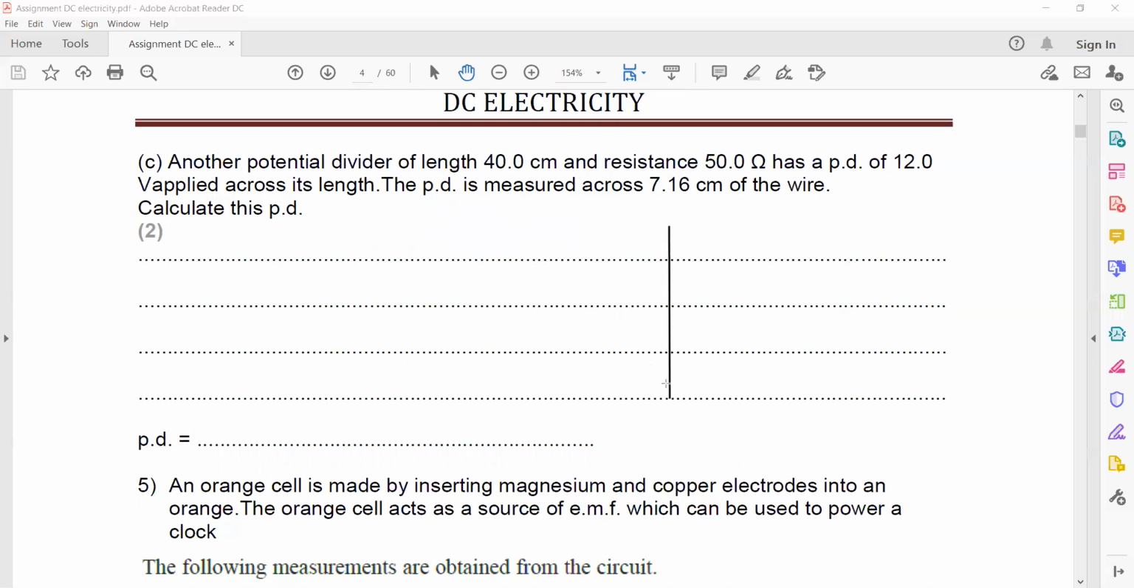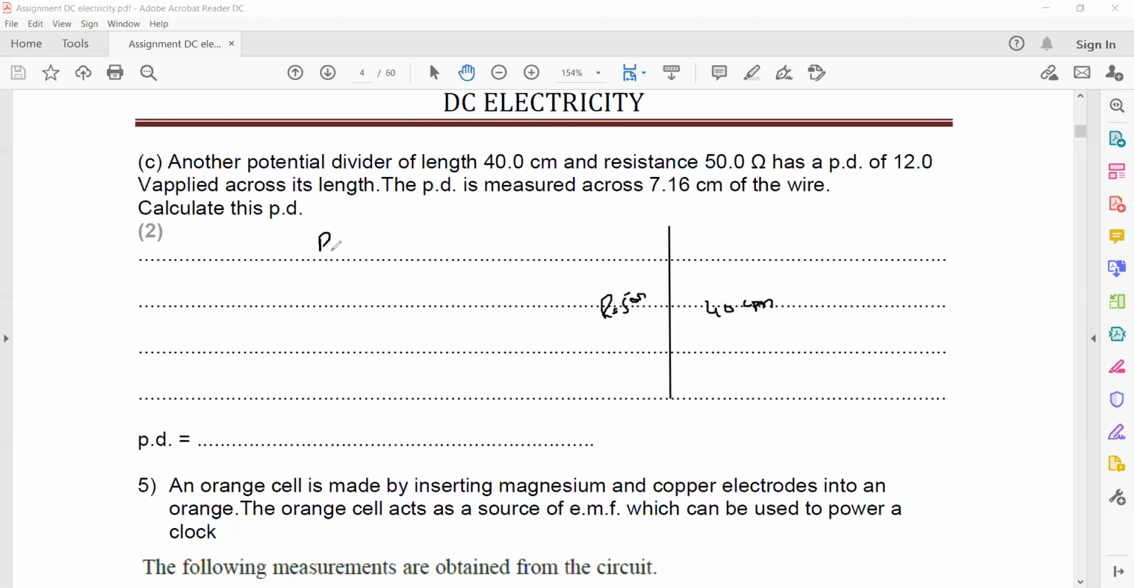So this is a total wire which is 40 centimeter length, and the resistance of this whole part is equal to 50 ohm. And we know resistance is directly proportional to length if area is the same. Look, you have two wires, the wire material is same.